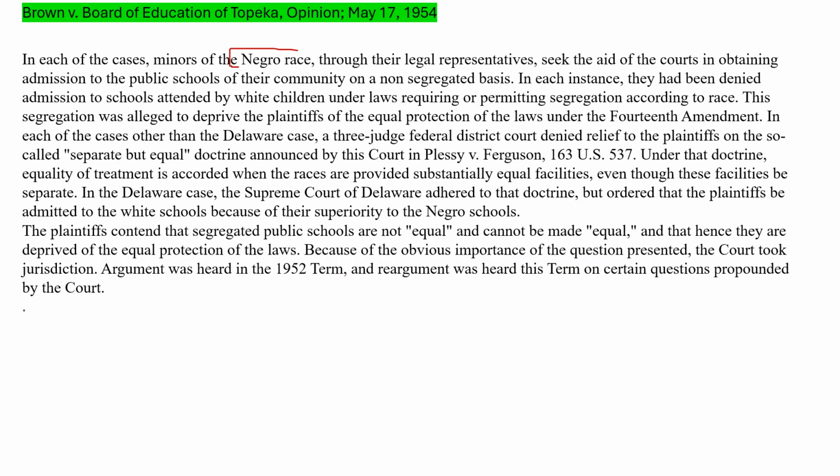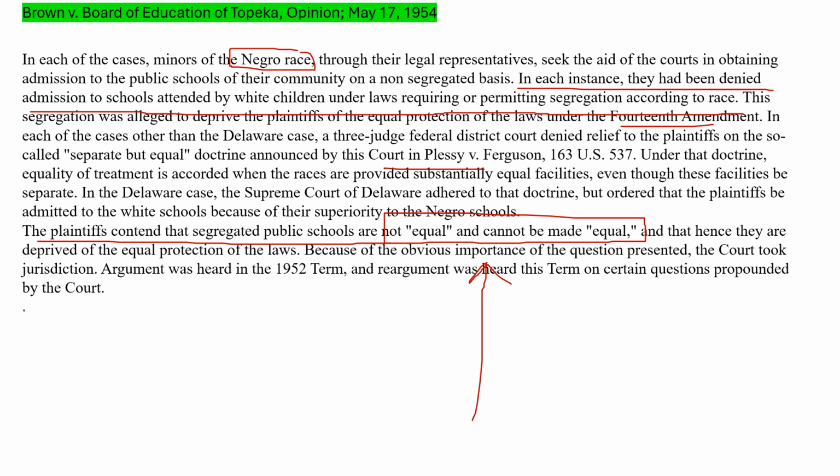In this section of the source, they bring up the Negro race and how the Negro race is being denied admission to schools attended by white children, which is a result of segregation. Again, they mention Plessy-Ferguson. They also mention the 14th Amendment. The plaintiff contends that segregated schools are not equal and cannot be made equal. So that's the issue there, that the schools are not equal, which is what Plessy-Ferguson argued, that the society was fine if everything was provided at the same pace. So separate schools, as long as they were equal, and the argument here is that those schools are not equal.